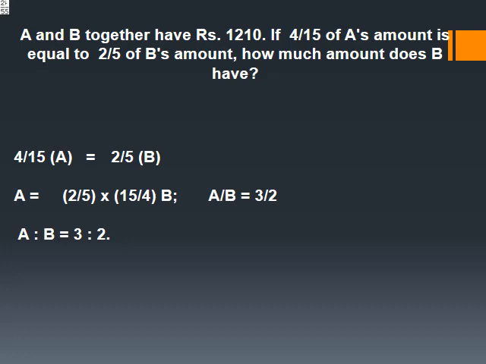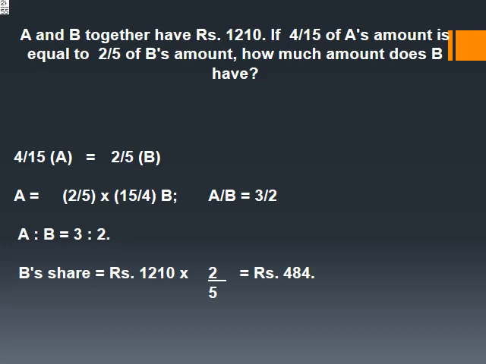But we haven't completed the answer. The question is, how much amount does B have? So how do we do that? B's share, we know, is out of 5, because 3 is to 2, and the total is 5. B's ratio is 2. So 2 out of 5 is B's share in this case. The total is 1,210, so B will have 2 by 5 of 1,210. Where do we get 5? When we look at the ratio, A to B is 3 to 2.